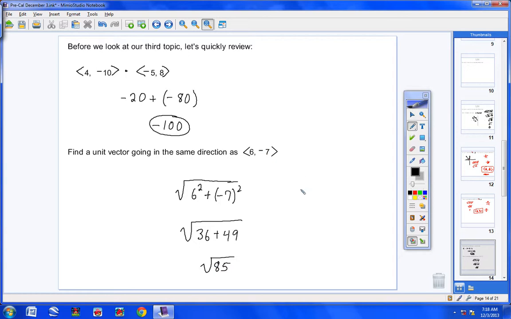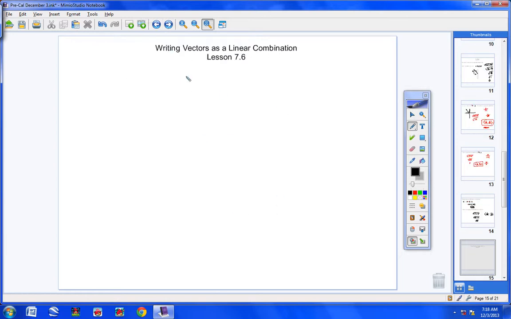And so now what you do, remember, you take each number here and you divide it by the square root of 85. So your first number is 6, so 6 over the square root of 85, comma, and then your second number, which is negative 7 over the square root of 85. So you just found a unit vector going the same direction as this vector here. I really don't think the math has been too difficult at all today. It's been pretty simple. And now our third topic, writing vectors as a linear combination.